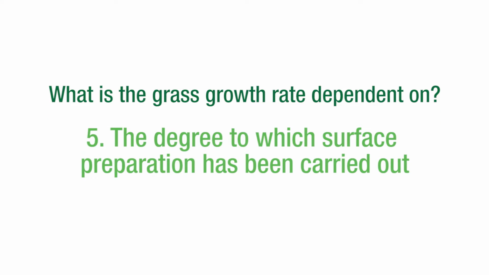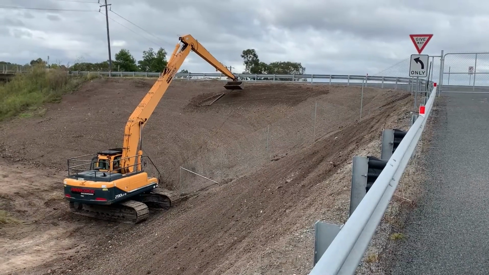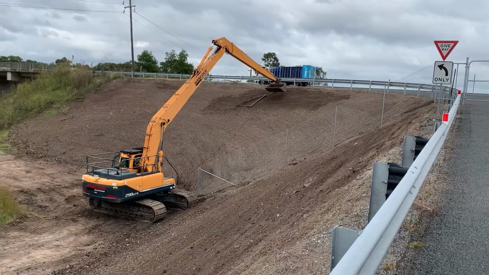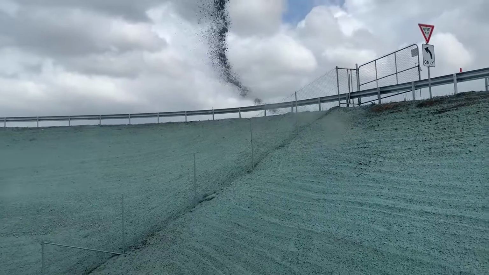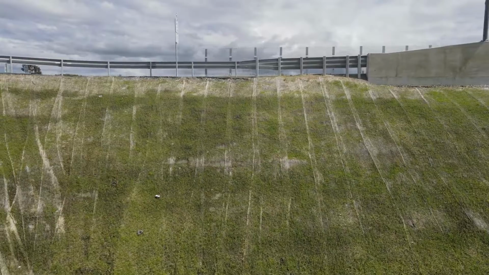Number 5, the degree to which surface preparation has been carried out. Adequate surface preparation is essential as it provides a means for the application to lock into the soil surface. The idea of this is that when the roots begin to grow, they grow onto the site soil, rather than in the localised green of the application.